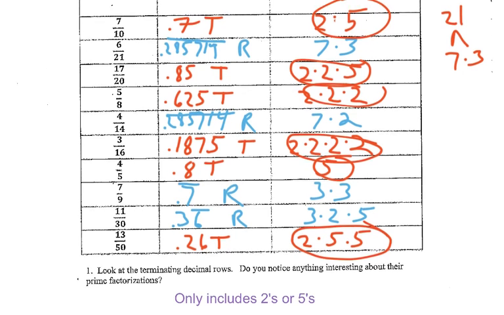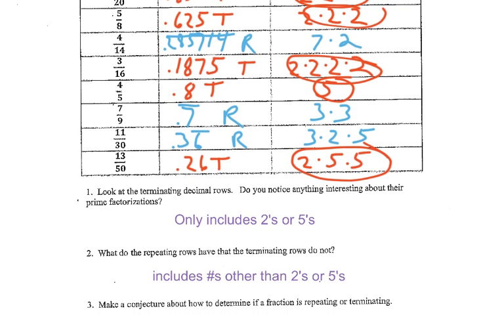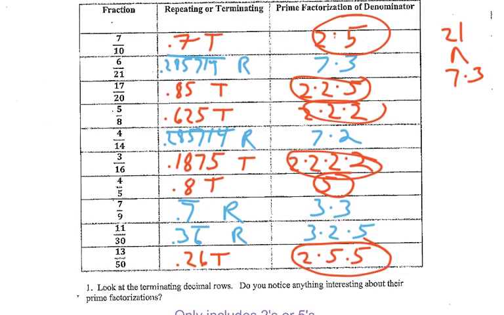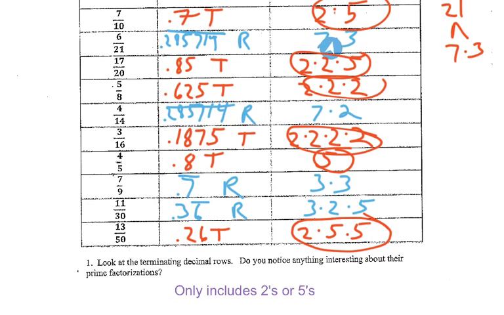So one of the things that I notice is that if it includes a number other than a 2 or a 5, it's going to be a repeating decimal. So go ahead and write that down. If the prime factorization of the denominator has numbers other than 2s or 5s, then it will be repeating. So again, take a look up here at the blue. You notice all the blue have numbers other than 2 or 5. So again, there's a 7 and a 3. There's a 7, some 3s, and a 3 down here.